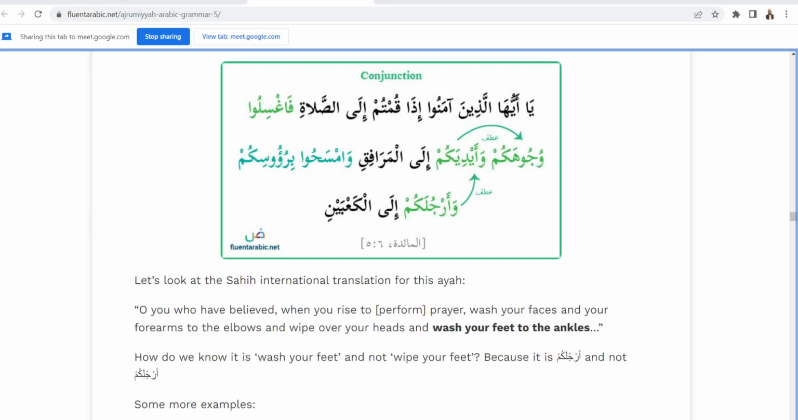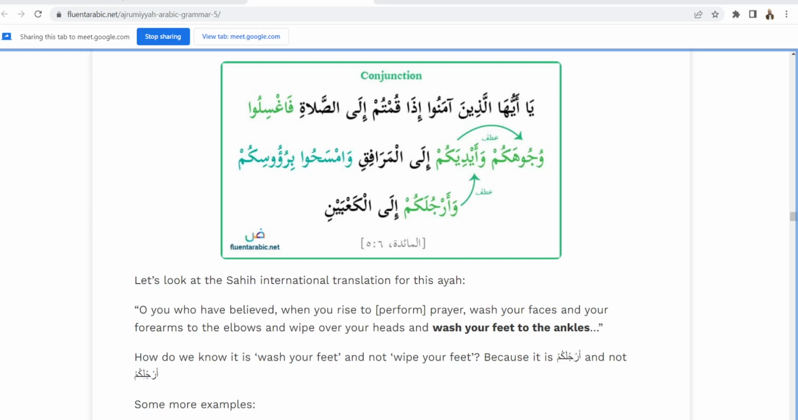I mean, Quran leads Arabic, not Arabic doesn't lead Quran, and Hadith explains the Quran. So if Hadith tells us to wash the feet, then we wash the feet. Yes, it does explain. Very good.